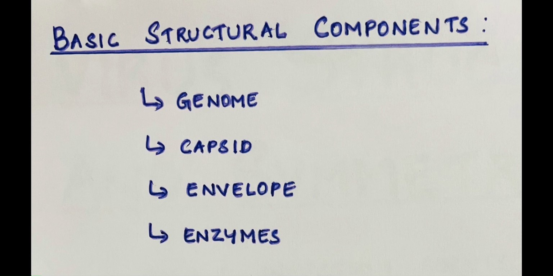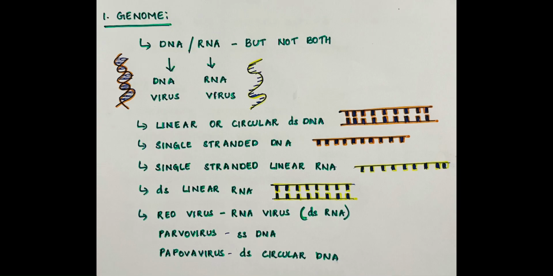The basic structural components of a virus are genome, capsid, envelope and enzymes. Genome: a virus contains either DNA or RNA as genetic material, but not both. Viruses which contain DNA as genetic material are called DNA viruses, and those containing RNA are called RNA viruses. A viral genome may consist of linear or circular double-stranded DNA, single-stranded DNA, single-stranded linear RNA or double-stranded linear RNA.